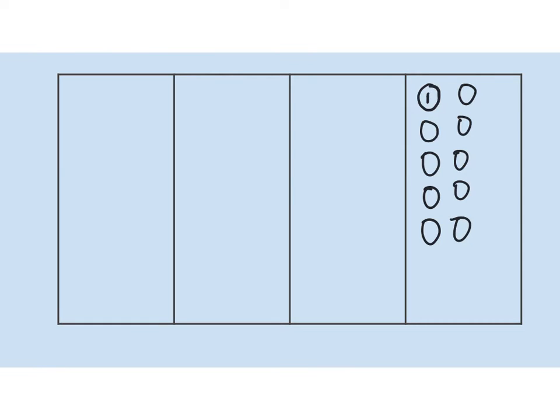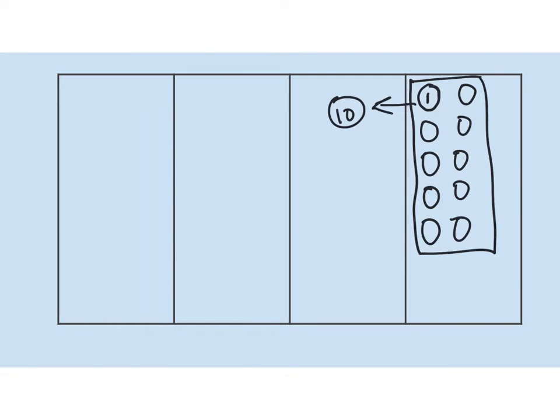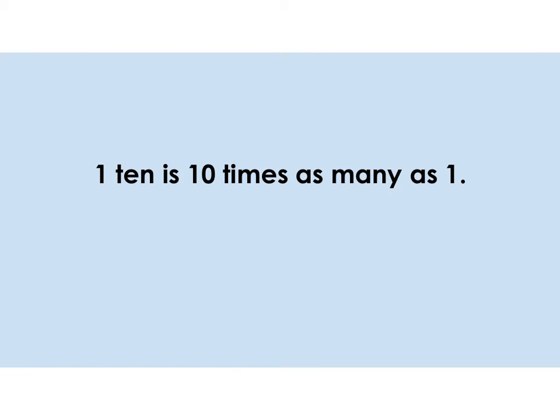What larger unit can we make from these 10 1s? You remember that from last year. Okay, that's right. We can take these 10 1s and we can make one 10 unit. We can call that regrouping, bundling, making 10, renaming, exchanging, trading 10 1s for 1 10. We can call it all of those things. So if I look at this chart, I can say 1 10 is 10 times as many as 1.